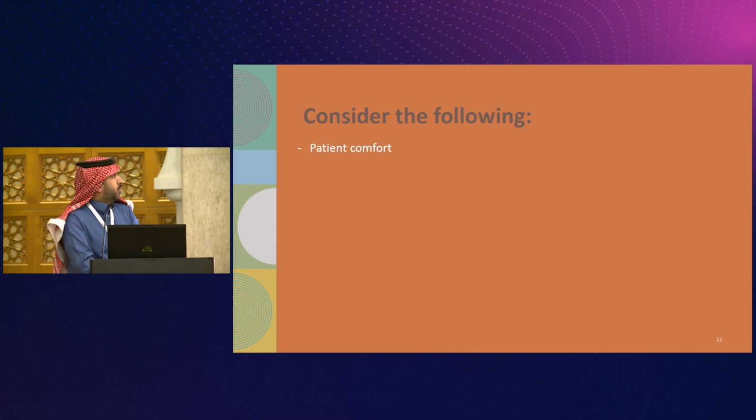Consider the following. Patient comfort. Always, if the patient is comfortable in the scanner, then there is a high chance that you will finish the scan with no error at all. If the patient is uncomfortable, you might repeat the exam again. Okay? Patient communication. How many times did you hear this, patient communication? How many times did you hear it yesterday and today? A lot. Okay.